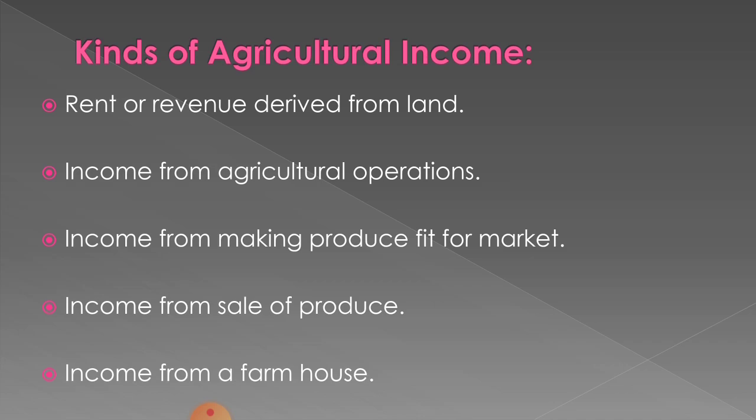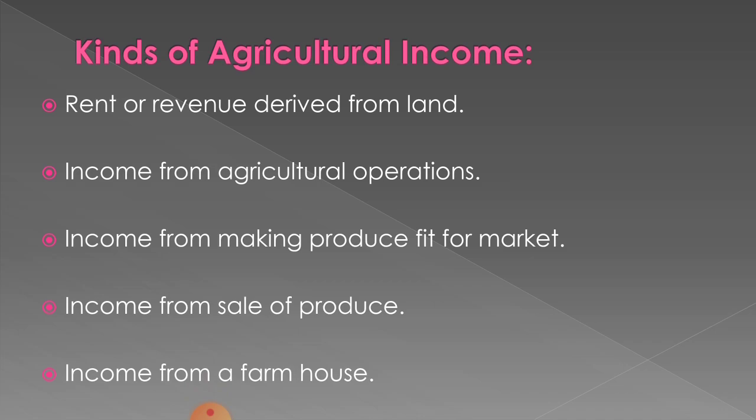Second kind of agricultural income is income from agricultural operations. It means cultivation of a field, tilling of the land, watering it, sowing the seeds, planting or similar operations on the land. Here the main thing is, products which grow wild on the land or are of spontaneous growth, not involving any human labor or skill upon the land, are not products of agriculture. For example, grass widely grown in the land or trees grown wildly in the land. If you sell such products, that income is not considered as agricultural income.